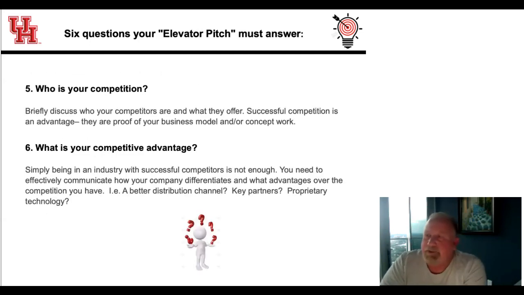Who is your competition? This is where you briefly discuss who the competitors are that offer products that would be competitively positioned against yours. Successful competition is sometimes an advantage because you can say, hey, there's a market out there. This company is doing pretty well in the market, but this is what makes us unique, or this is the concept that makes us unique in that marketplace. So discuss who the competition is and what that market would look like, okay?